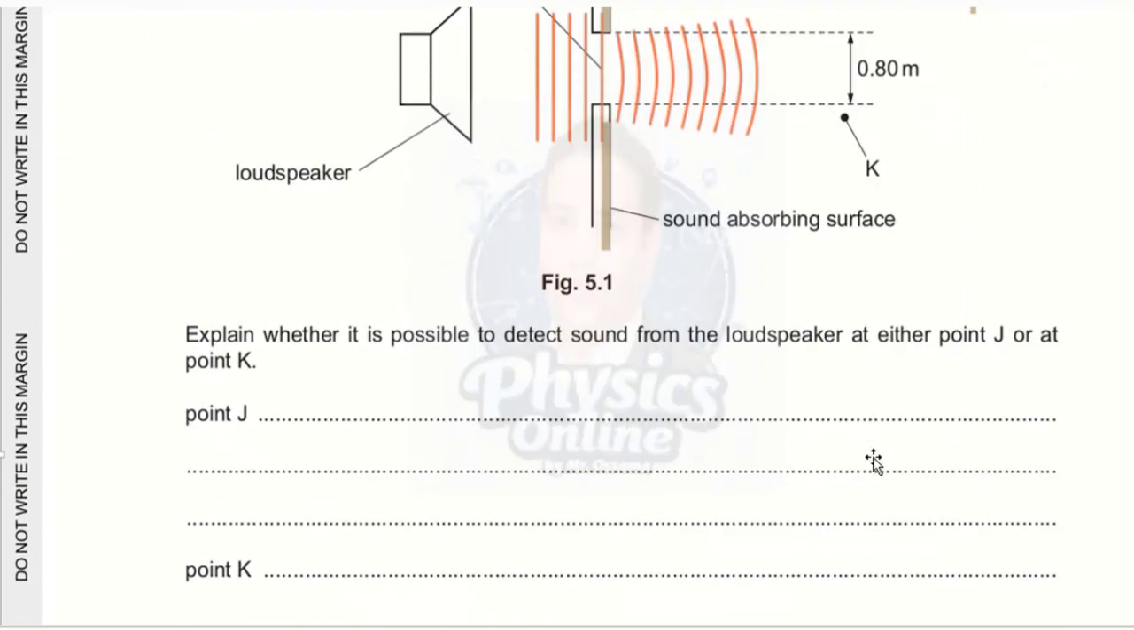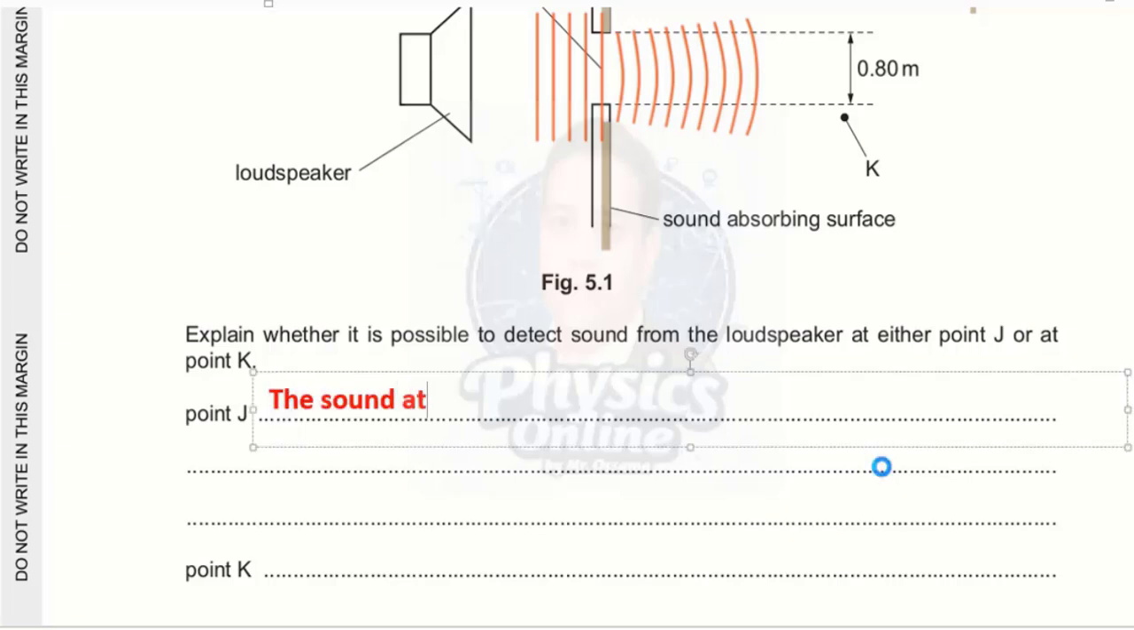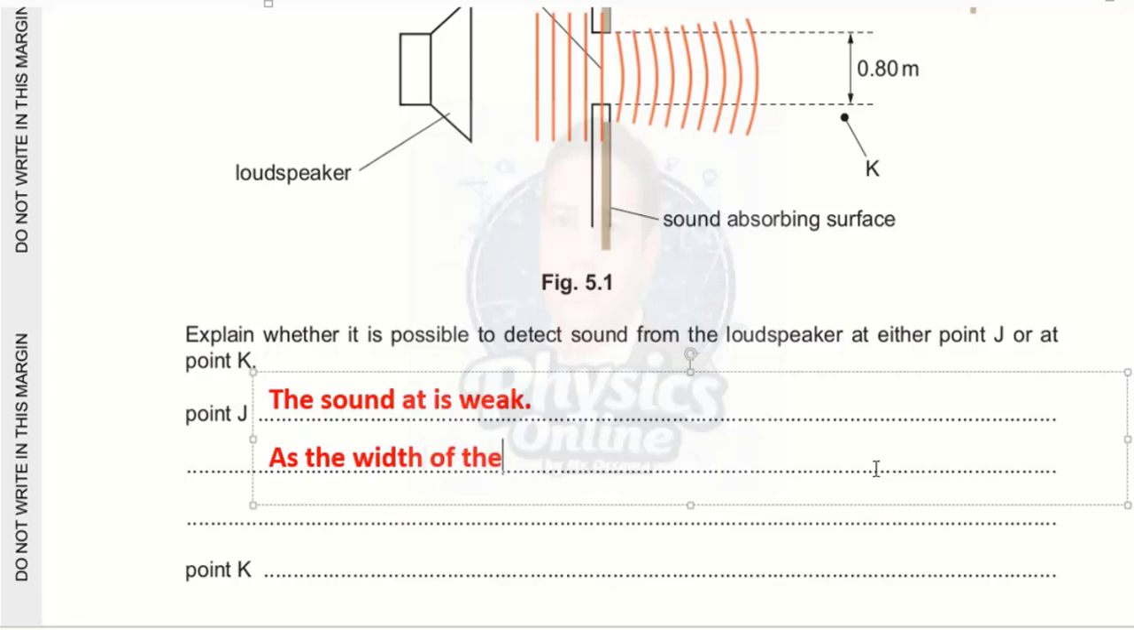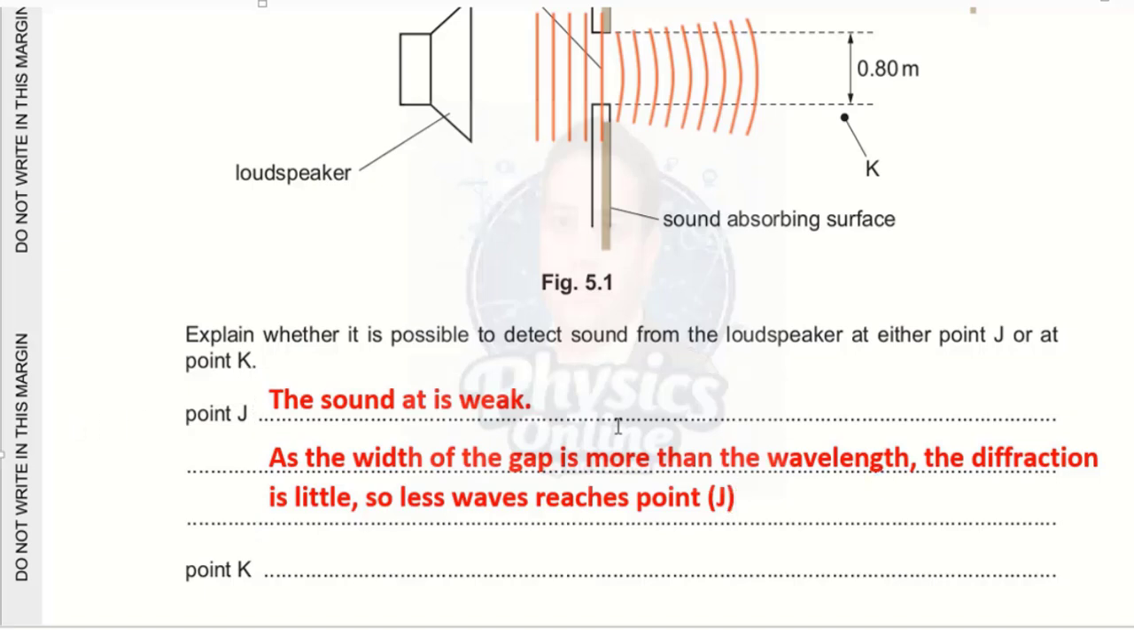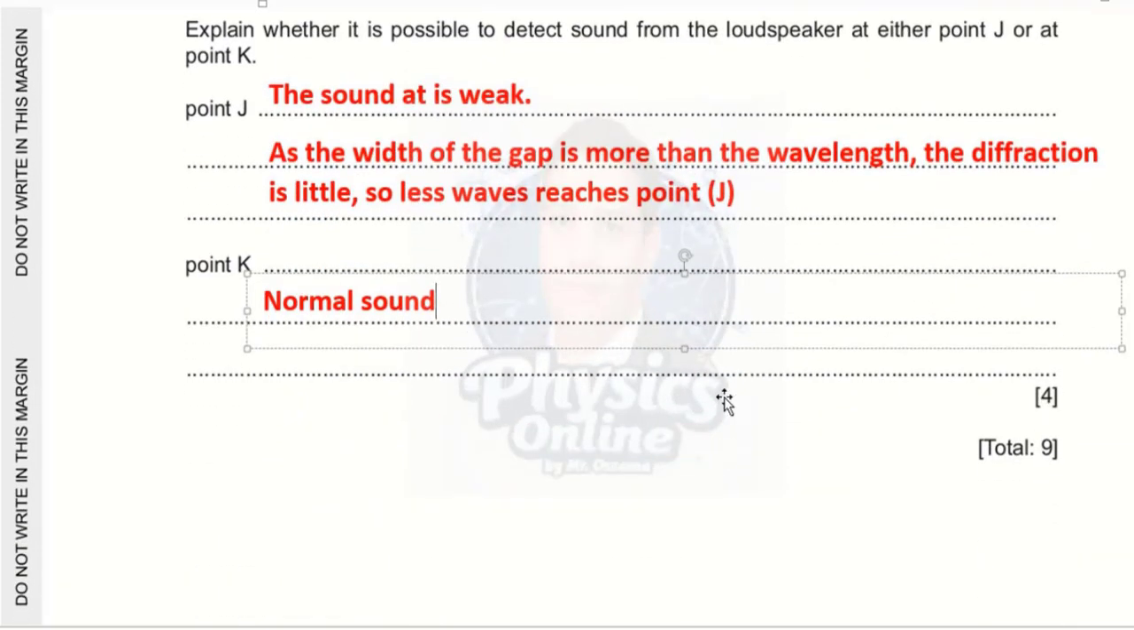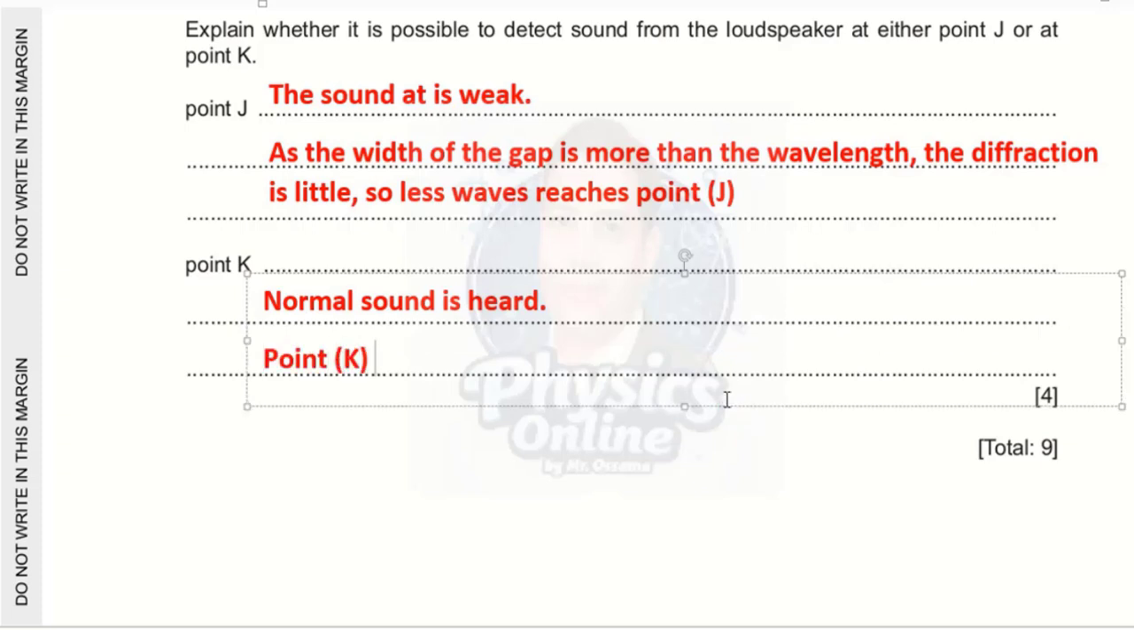So we can say at point J the sound is weak, because the width of the gap is more than the wavelength, the diffraction is little, so fewer waves reach point J. About point K, normal sound can be heard in front of the gap. So normal sound is heard as point K is in front of the gap.